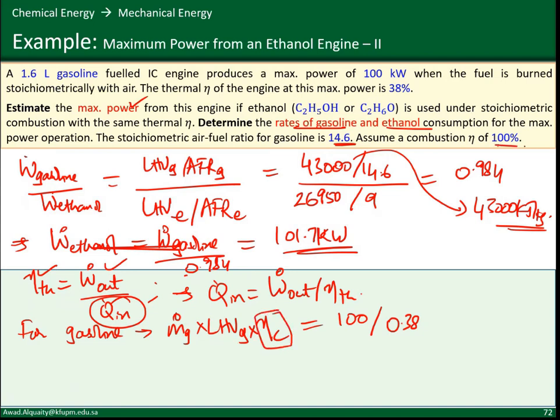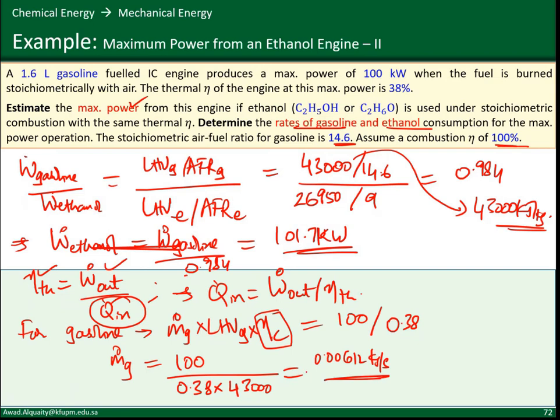Combustion efficiency is 100%. So here I'm simply looking for mass flow rate of the gasoline. So mass flow rate of gasoline is 100 kilojoule per second divided by 0.38 times the heating value, 43,000. When you do the math, this comes out to be 0.00612 kilogram per second. Okay, so this is the amount of gasoline that you use.